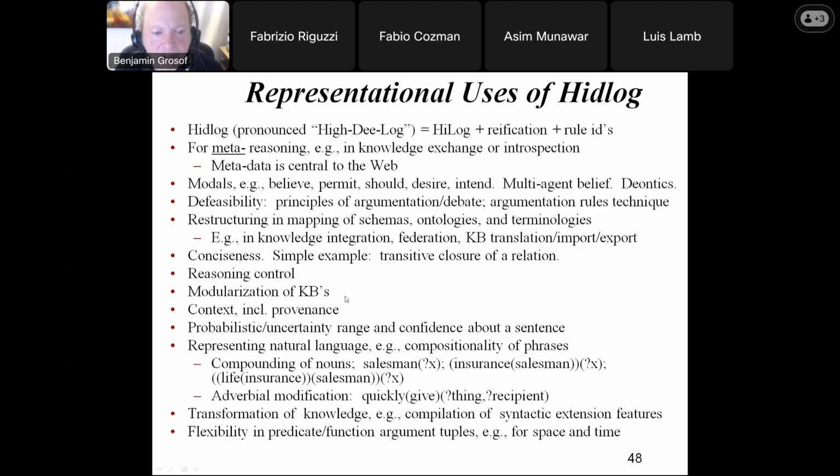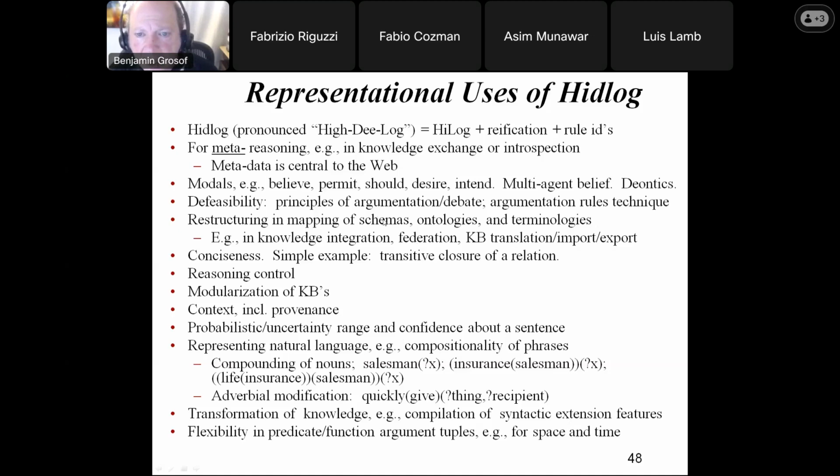Reasoning control, modularization of knowledge bases, context, including provenance, probabilistic or other kinds of uncertainty, about sentences representing natural language, for example, compositionality of phrases, compounding of nouns, adverbial modification, transforming knowledge, for example, in compiling away some syntactic extension features into a simpler syntax that's implemented in a kernel more efficiently. Flexibility in the tuples of arguments that a given predicate or function has, for example, for representing knowledge or doing reasoning about space and time, and many other purposes.